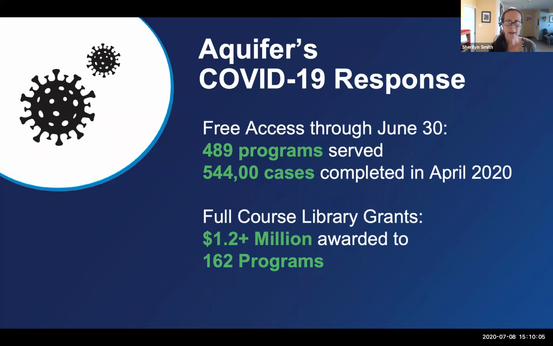So a little bit more, and many of you already know this, what we did during the spring was provide free access through the end of June to everybody who would like to use Aquifer. And we had a lot of programs served. You can see that number there, and more than 500,000 cases completed just in April alone. We extended that this next year for full course grant libraries. Again, with the not-for-profit mission, we've awarded more than $1.2 million to 160. We're really happy that more people are getting to see the great work of all the educators that I highlighted before.